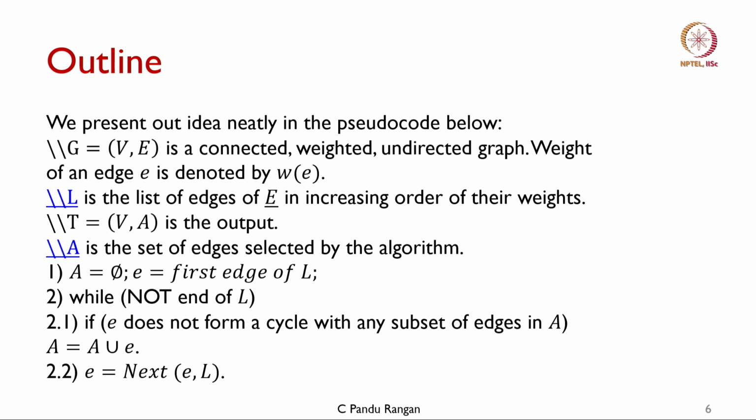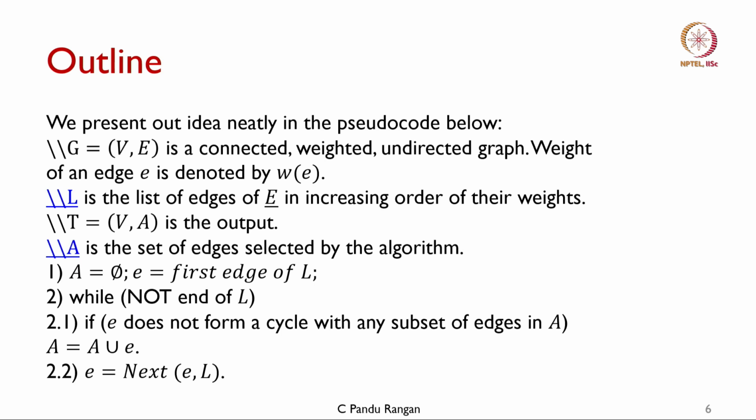And now E is next(L). So E is just a parameter that is used to run across L, and E is the current edge, and whether the current edge is forming a cycle or not I check. If it is not forming a cycle I include. If it is forming a cycle, you see there is no action taken, which means I am ignoring that edge and I am going to the next edge, E equals next(L).